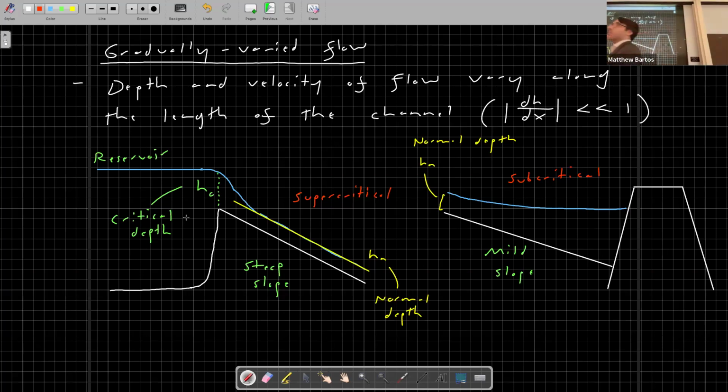So this is often called a backwater or a backwater effect, when you have some obstruction downstream that is causing water to back up. And again, the water will asymptotically approach the normal depth as you move upstream.